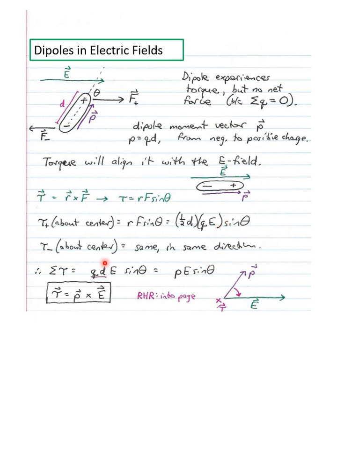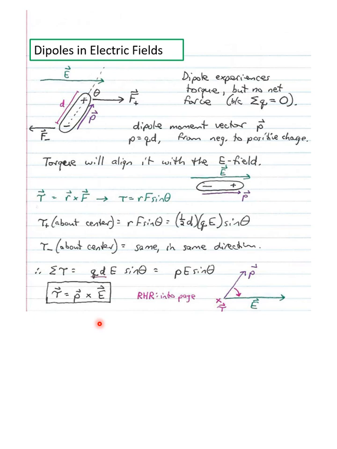So they're adding together. That means the sum of the torques, the torque on the positive side and the torque on the negative side, add together, and you get QD times E sine theta. But remember what QD is. I've underlined it there in purple. QD is the dipole moment. And so what we get is that, as a vector, the torque on an electric dipole is the cross product of the dipole moment times the electric field.